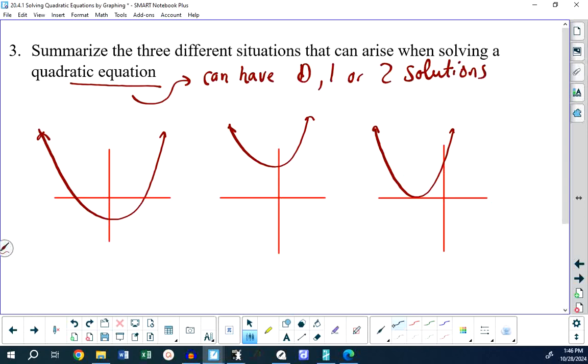I don't want to get too far ahead of myself here. And you won't understand why this is the case until about a week from now. We had 2 equations in the first couple examples that had 1 solution, right? Because they came down and just touched. What was b squared minus 4ac for those? It was 0. If b squared minus 4ac is 0, you're going to get 1 solution. Did we have an example that had no solutions? What was b squared minus 4ac there?